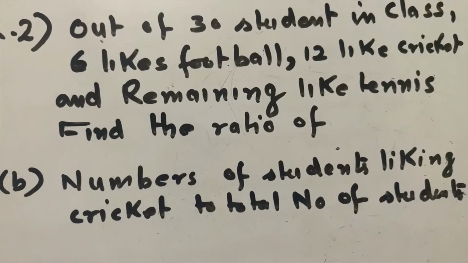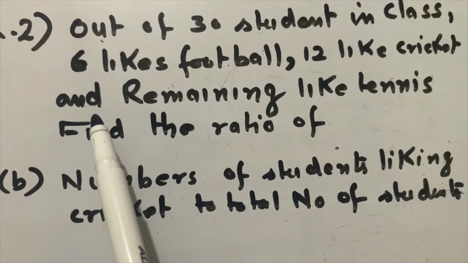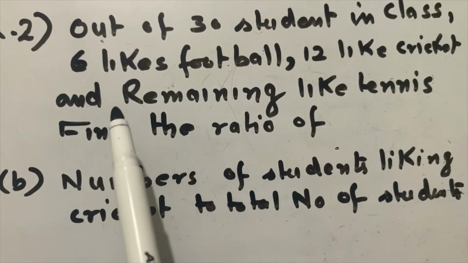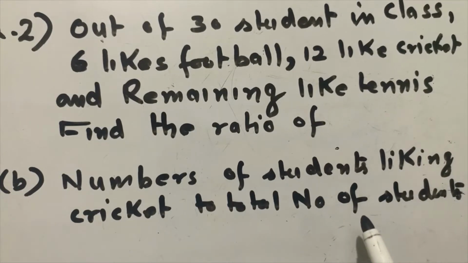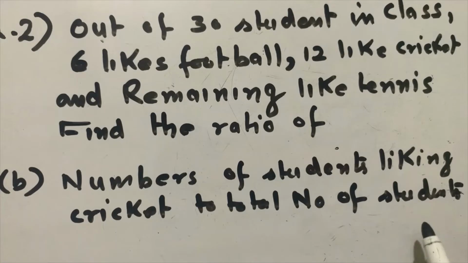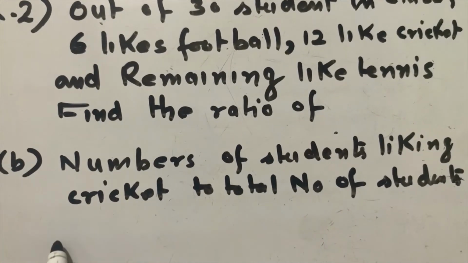Question number 2, part B. Question is given: out of 30 students in a class, 6 like football, 12 like cricket, and remaining like tennis. Find the ratio of part B, number of students liking cricket to the total number of students. So the question is, we have to find the ratio.